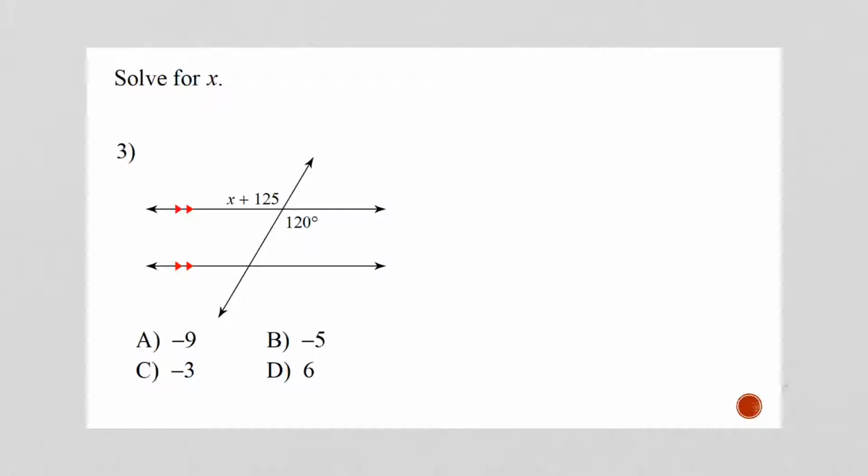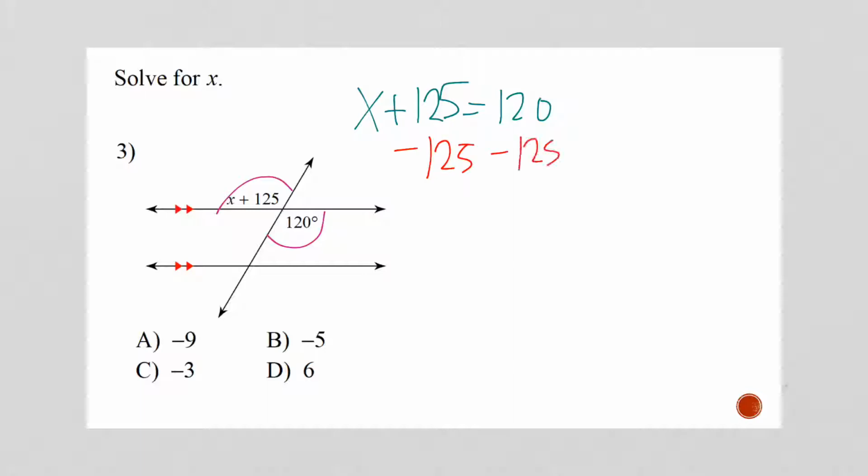Question 3, these are vertical angles, and we know that vertical angles are also congruent. So x plus 125 will equal 120 degrees. We can solve for x by using subtraction property of equality, and when we use subtraction property of equality, we get negative 5.